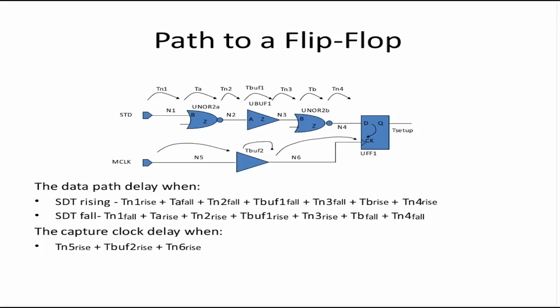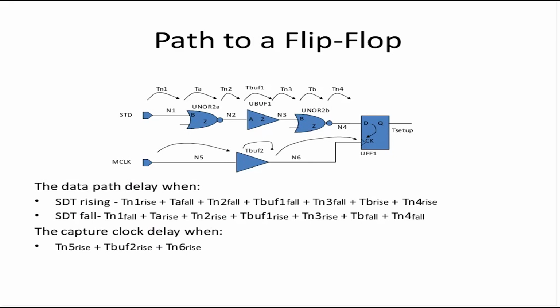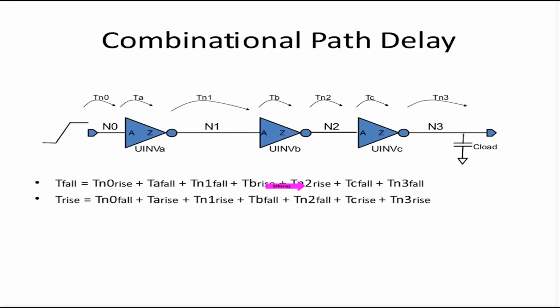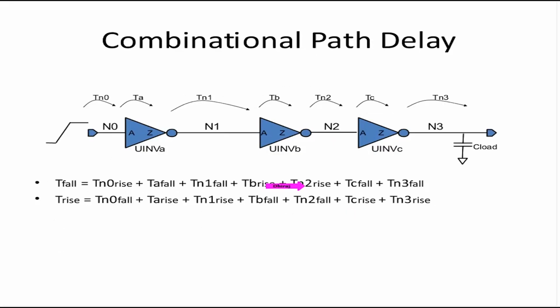So these two slides are stressing the fact that PrimeTime will care about unateness. What is unateness? An inverter is a negative unate cell. That means a rise at n0 will cause a fall at n1.